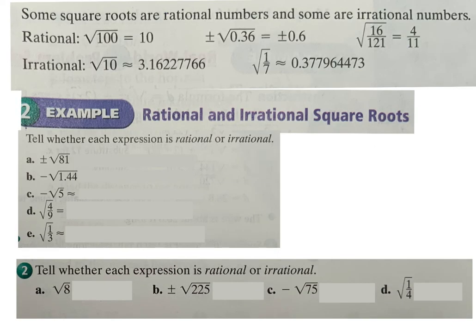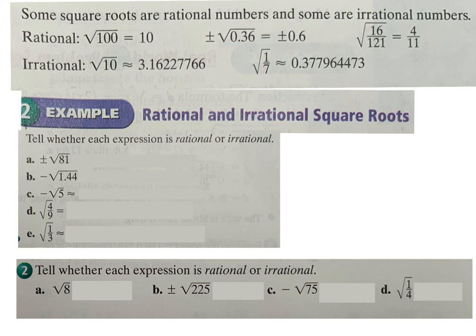All right, the next example is just defining rational and irrational roots. And so for this class, if it is an irrational root, meaning it does not have a perfect root, then you will leave it in the square root sign as your answer. So examples of rational roots here, square root of 100, well, that has a perfect root, it is 10. Square root is positive and negative root of 0.36, yes, 0.6, positive and negative is that root. Square root of a fraction, as long as they both have perfect roots, that is a rational.